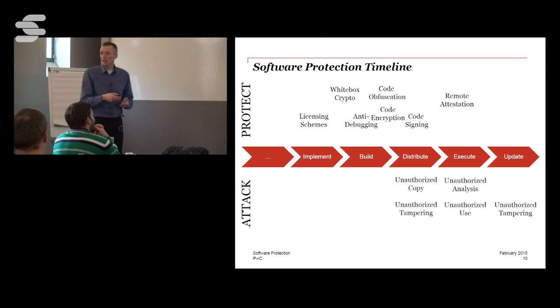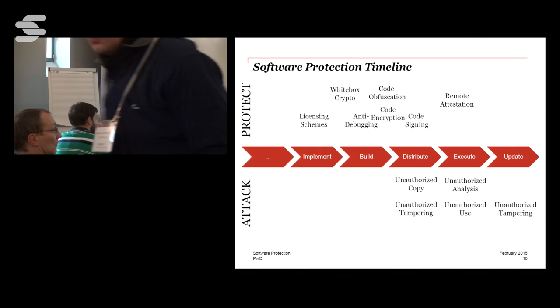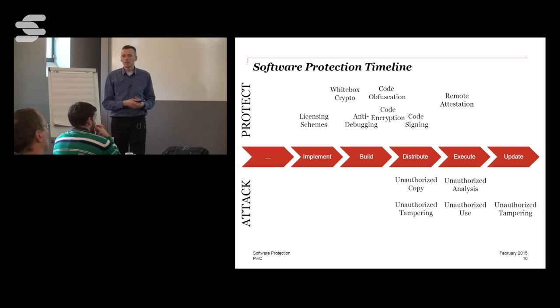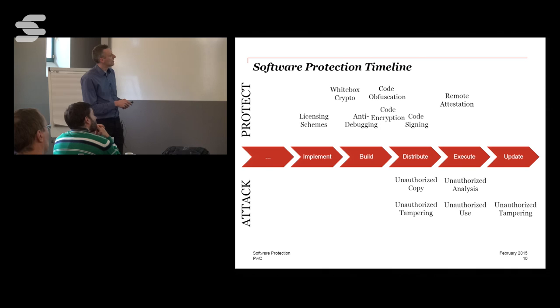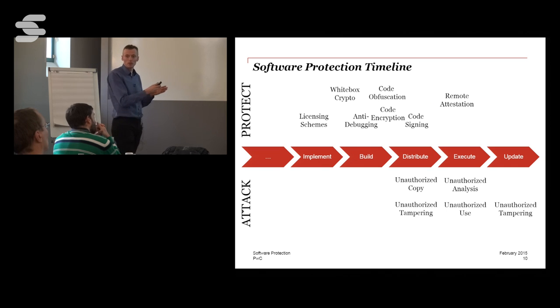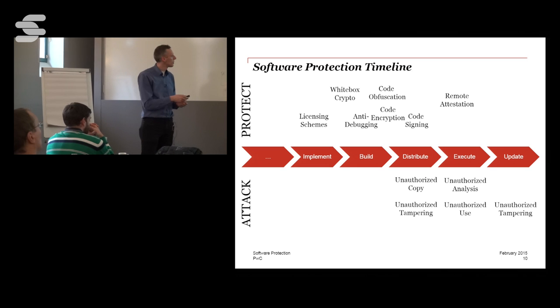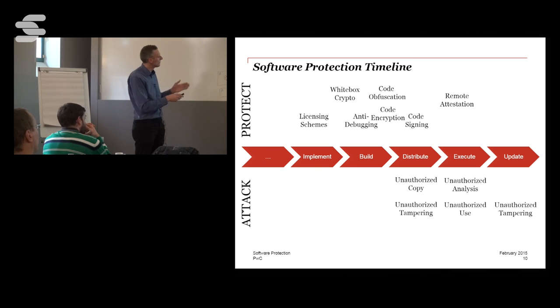Of course, it makes sense, but the second thing that's important on this slide is that the phase in which you actually implement the software protection technique is different in the software lifecycle. A code signing technique you would typically do in the distribution phase, while a licensing scheme you should start thinking about in the implementation phase. So depending on the protection technique that you want to implement, you might have to think in different phases of the software development lifecycle.